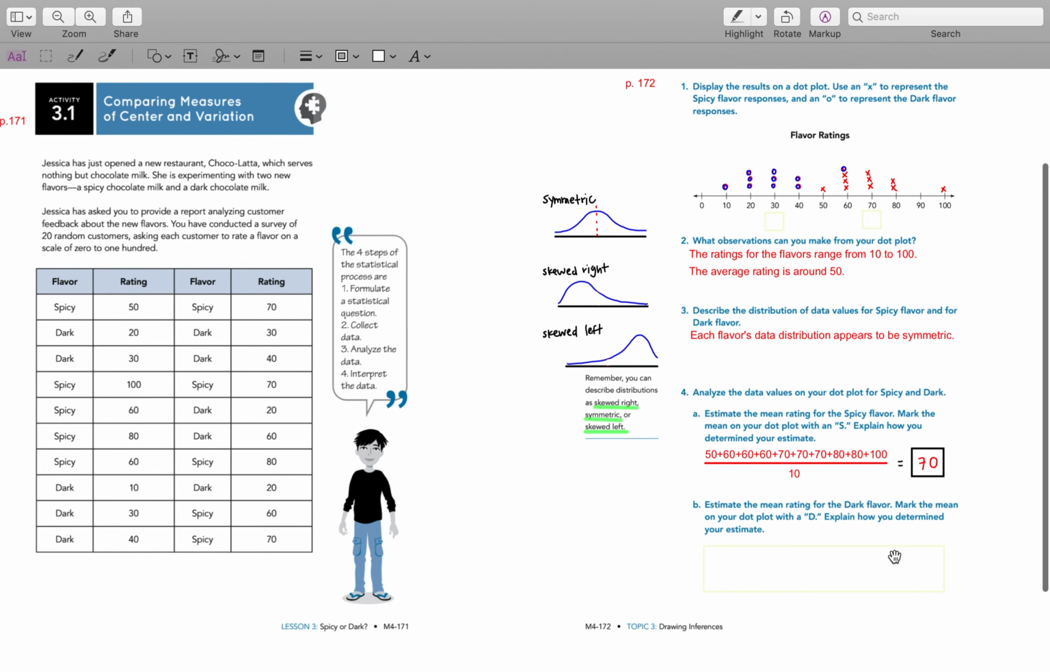Okay. Same thing for dark. Oh, and let's go ahead and label that S right here under 70 for spicy, and estimate the mean rating for the dark flavor. So once again, it's the same thing. We're going to take all the O's and add them up, divided by the number of the data values. So we have 10. So we add 10 plus 20 plus 20 plus 20 plus 30, 30, 30, 40, 40, and there's 60. So you add them all up, divided by 10, you get 30. That means the average rating for the dark flavor was 30.